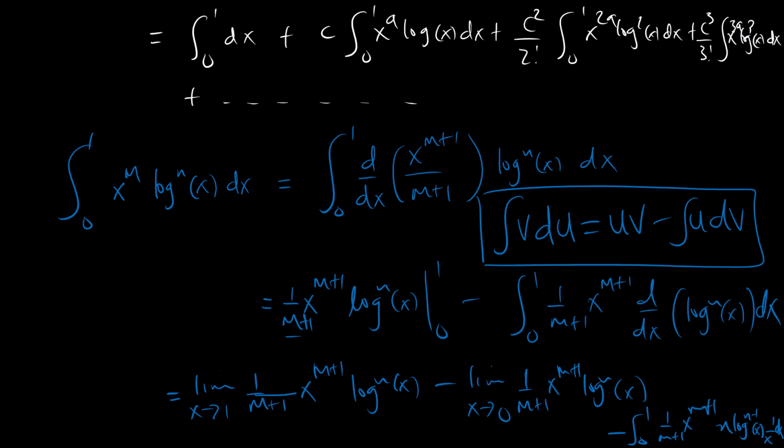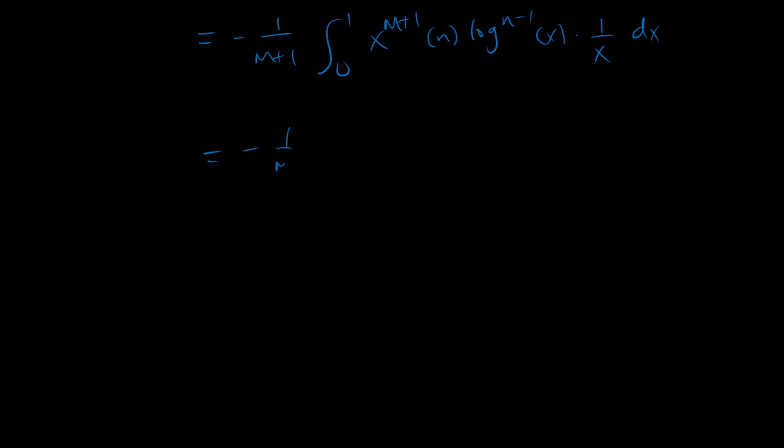Okay, so this, as we see, goes to 0 because log of 1 is 0. This goes to 0 because 0 to the power n plus 1 is equal to 0. And so we are left with negative 1 over m plus 1, integral from 0 to 1. We have x to the power m plus 1, and we had n here. We had log to the n minus 1 of x, and then we have 1 over x. So this becomes negative 1 over m, 0 to 1.